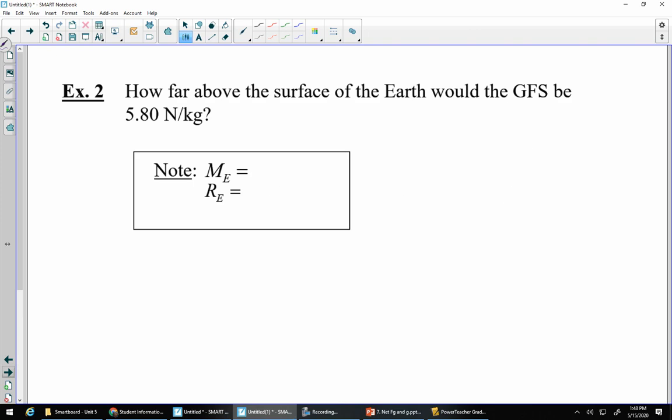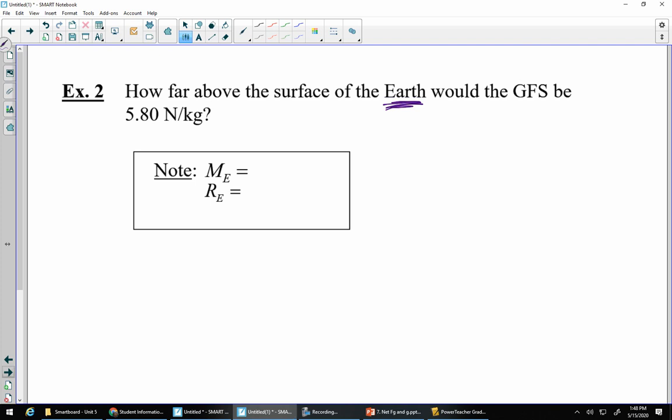Okay, one more example to go through here. How far above the surface of the Earth would the gravitational field strength be 5.8 newtons per kilogram? So some things to think about with this one. We are still absolutely talking about the Earth, but we're no longer talking about the surface of the Earth. So this is how far above the surface. This might be like on a satellite or on a spaceship or something like that, or just on any random point way above the surface of the Earth.